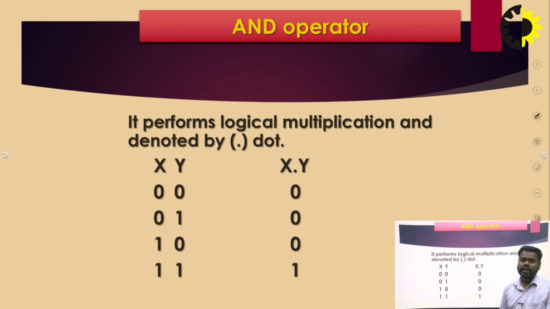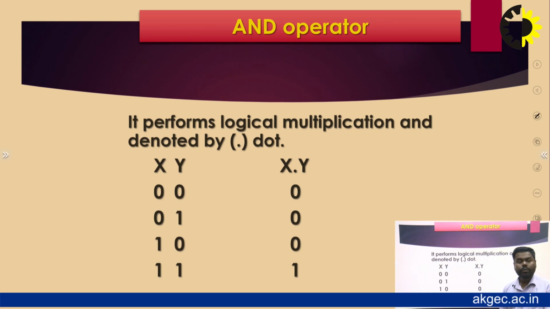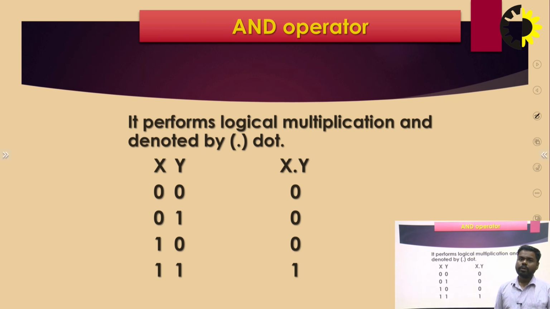So what is the AND operation? It performs logical multiplication and is denoted by the dot. These are the two variables which I have taken, x and y. 0 0: if the values are false, then the multiplication is also false. If one value is false and the other is true, then the output is also false. If one value is true and the other is false, then it is also false. If the first value is true and the second value is also true, then it is true. In the AND operation, 1 1 gives 1.